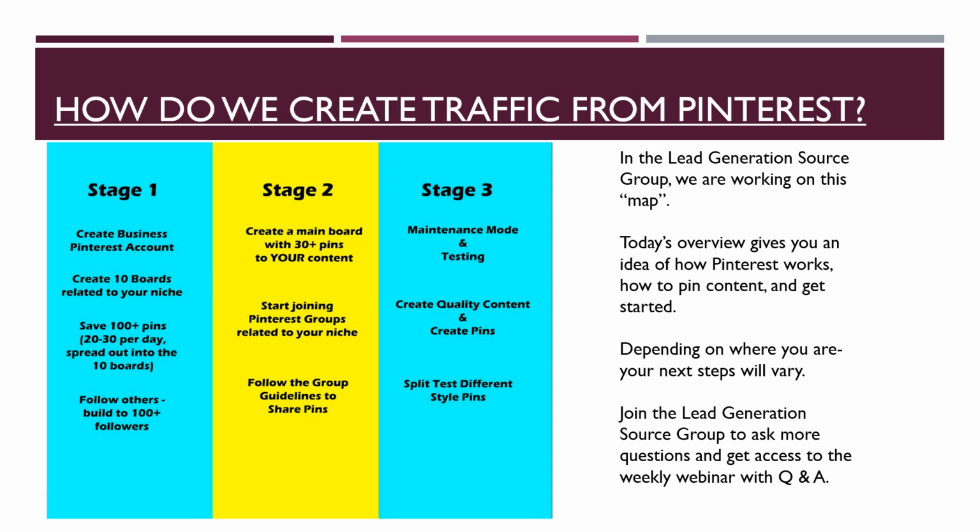So stage 2 is we create a main board with our 30 plus pins to our content. We want at least 30, because if we want to get into some of the more discerning groups, then the standard is 30 good pins to good content. So if you have bad content, you need to start thinking about good content. In stage 2, we're going to create a main board, like the best of lead generation source or something like that, with at least 30 pins in it. It makes it easy for people to find and go straight to.